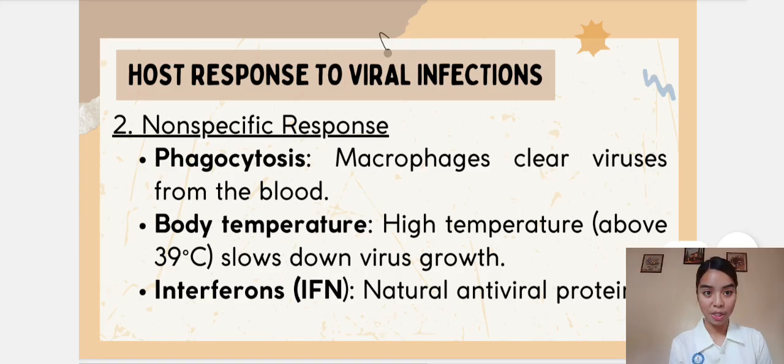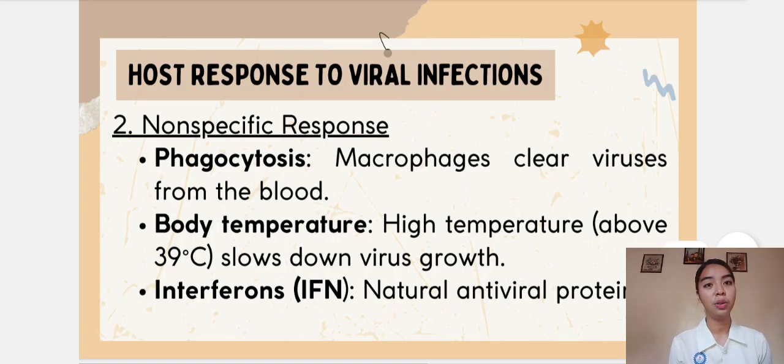Next is the body temperature. High temperature, above 39 degrees Celsius, slows down virus growth. So, a good example of this is fever. Pag nilalagnat tayo, we often experience high body temperature. And that is a good example of our body's immune response. Meaning, pinapainit ng katawan natin mismo yung katawan natin para i-fight yung certain viruses and bacteria na yun.